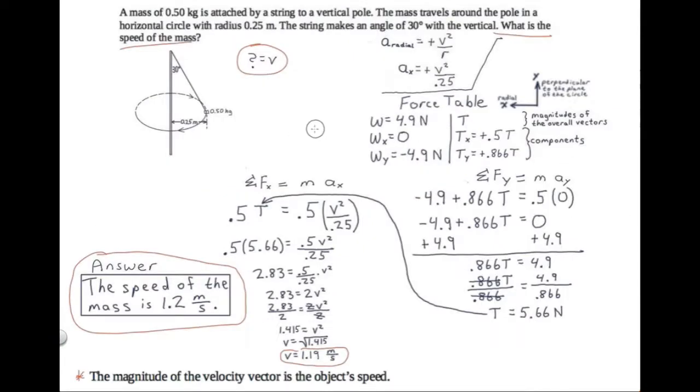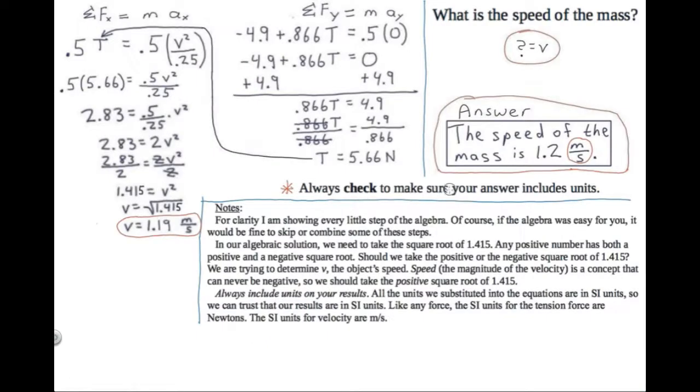Now we're ready to answer the question. The question was asking for the speed of the mass. We've discussed that speed represents the magnitude of the velocity vector, and this symbol v, written without an arrow on top, stands for the magnitude of the velocity. We found that that's 1.19 meters per second, which I will round off in the final answer to 1.2 meters per second.